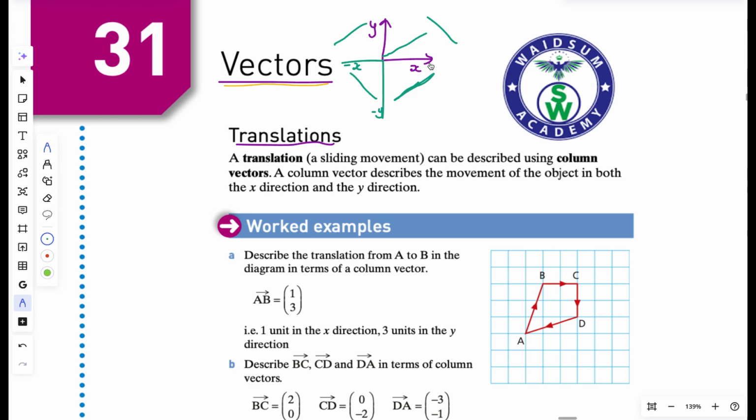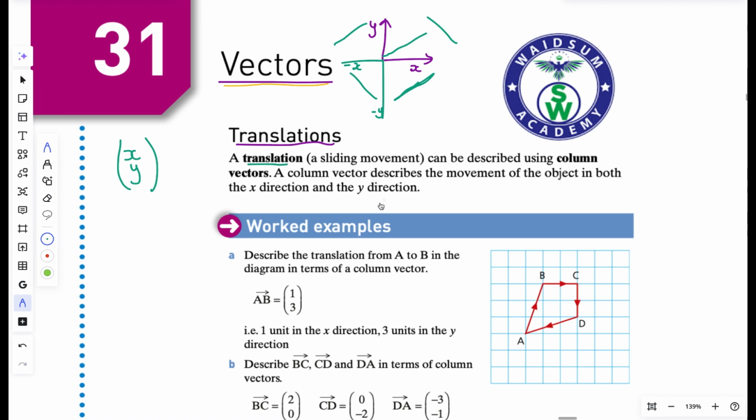Is that okay? So we say translation is a sliding movement, and it is described by what we call the column vector. A column vector has the x value of the coordinate and the y value. We call it a column vector because it has only one column. If it has two columns, it becomes a matrix, for example x1, y1, x2, y2. A column vector is used to describe a translation, and translation is a sliding movement.